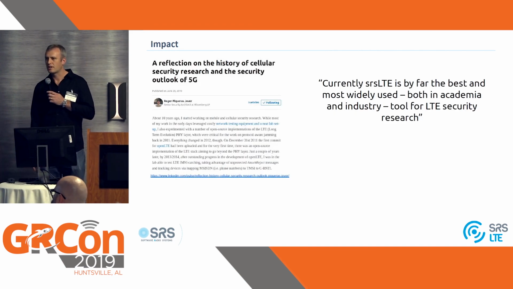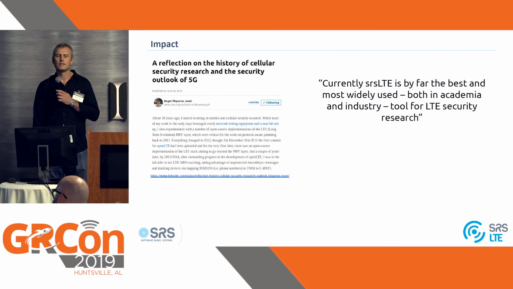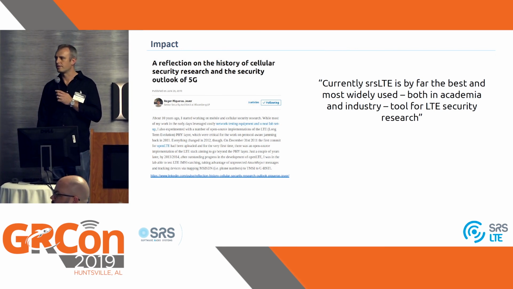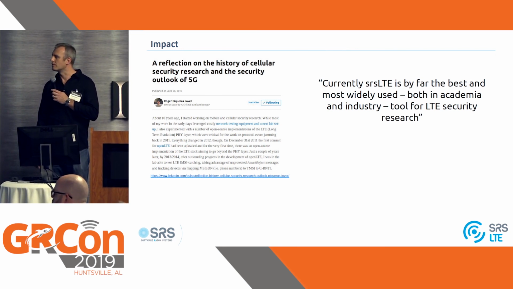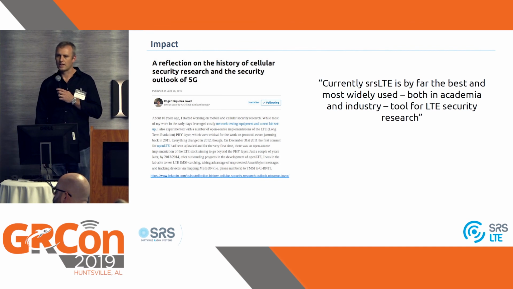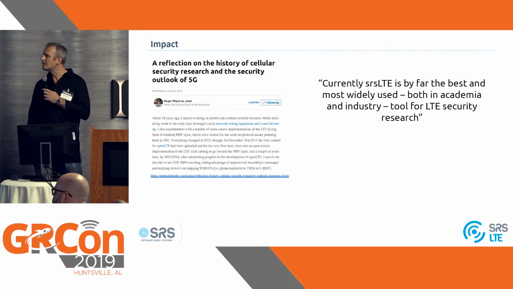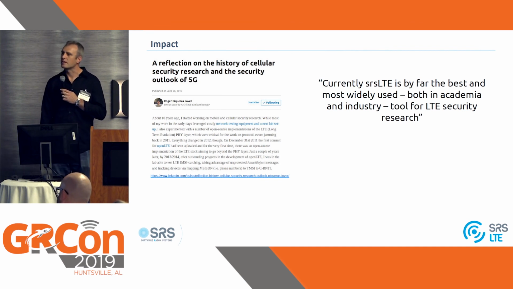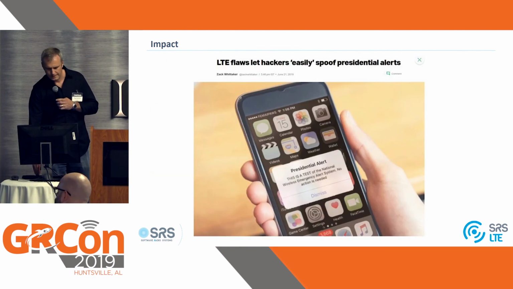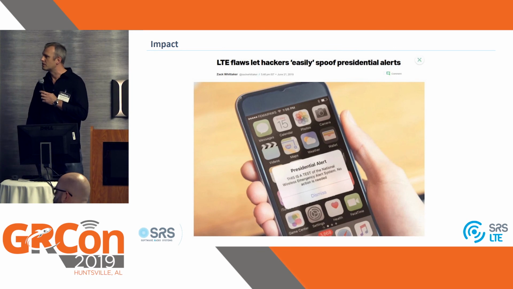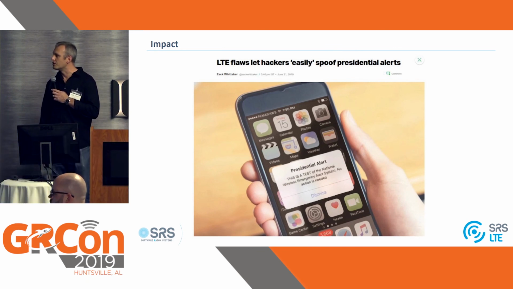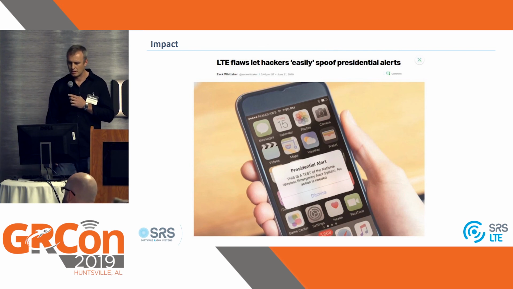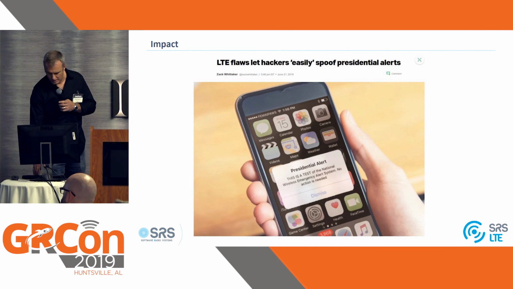And again, a huge amount of traction within the mobile security domains. A lot of people using our tools for mobile security testing. We have a full UE application with hard SIM support. So really interesting tool for fuzz testing and general mobile security testing. You've probably seen some of the stories around users of SRSLTE. This one was one where presidential alerts could be spoofed. That was using SRS eNode B, a group from Colorado.